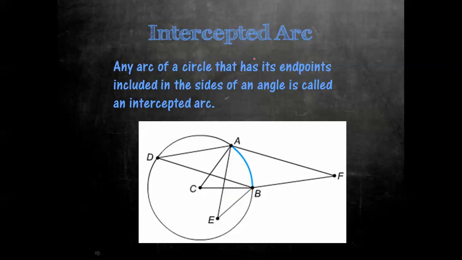An intercepted arc is any arc of a circle that has its endpoints included in the sides of an angle. That is called the intercepted arc. So, for example, here, the circle has its endpoints included in the sides of the angle here. So we have A and B as the arc, and the angle here is ADB. So we would call the intercepted arc the arc that comes out from the angle.